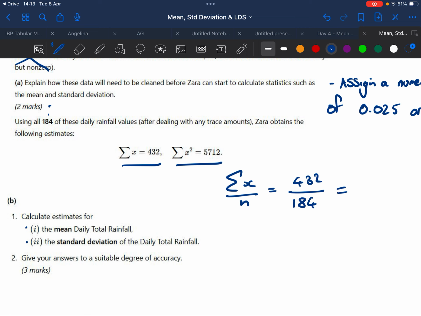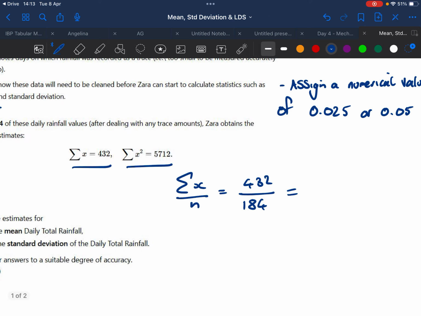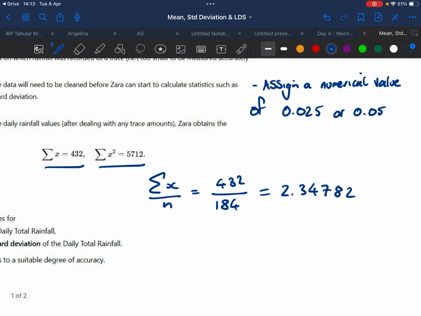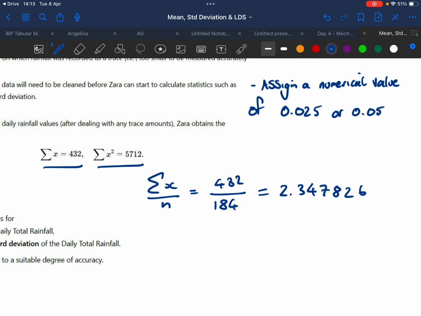When we do 432 divided by 184, we'll get a number with lots of decimals. Here's the best way to answer this. If we leave it as a fraction, that's not always what they're looking for. If we do it as a decimal, we write lots of decimal places. We don't get penalized for writing things too exact, but we do sometimes get penalized for not being exact enough. So when in doubt, write lots of decimal places first, and then round underneath.